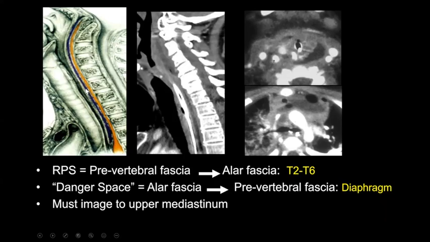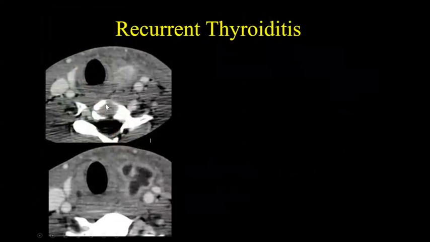So the true retropharyngeal space is in purple. This ends at approximately T2 to T6. And the orange space here, which is a danger space, extends into the mediastinum. So the bottom line is that anytime you have an abscess involving the retropharyngeal space, we always have to include our imaging down into the mediastinum to make sure that we don't have a clinically occult mediastinitis, because this is how these infections spread.